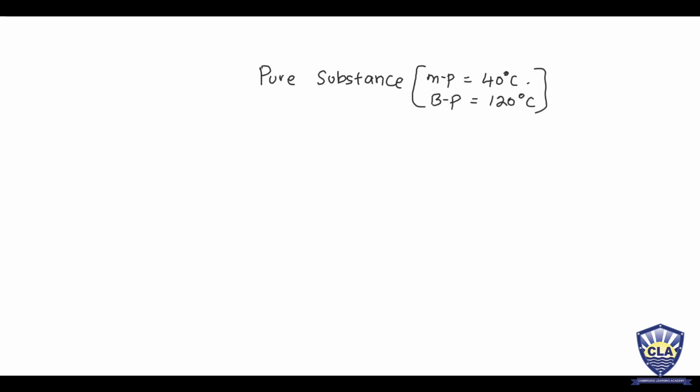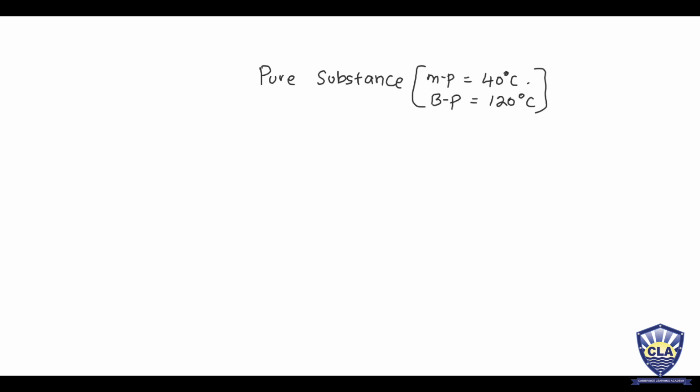Okay, dear. Let's suppose you have got a pure substance, and this pure substance has a sharp melting and sharp boiling point. Let's suppose its melting point is 40 degrees Celsius, and its boiling point is 120 degrees Celsius. This sharp melting point, one number melting point and one number boiling point, shows it is a pure substance.